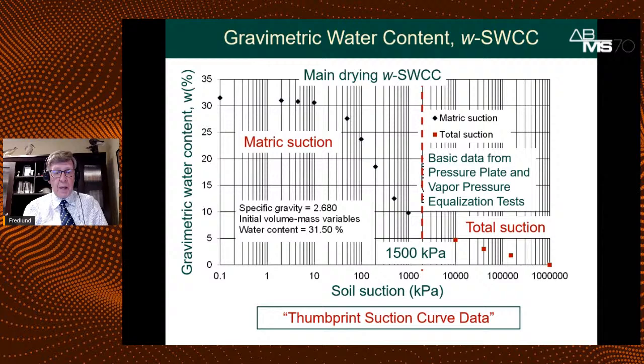Total suction versus gravimetric water content data are plotted for total suctions greater than 1500 kilopascals. The two data sets constitute a basic thumbprint for the drying behavior of a soil. The intent is to find an appropriate equation that can be used to best fit the data over the entire suction range.